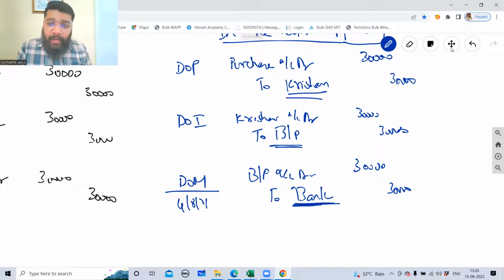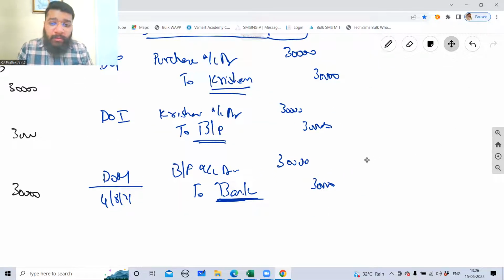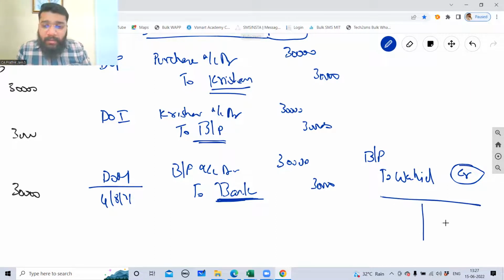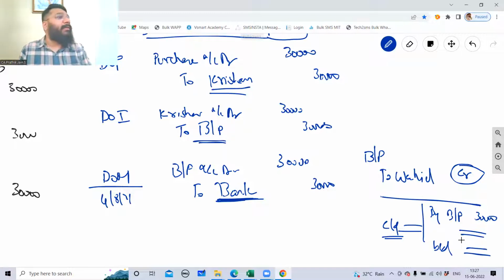If you put bills payable to Wahid, why is this account opening here? So in Wahid's account, by bills payable, 30,000 will come. How will you close this? Carried down balance will come here, brought down balance will come here. So unnecessarily there will be a credit balance, as if we have to pay Wahid in future. So that will go wrong.